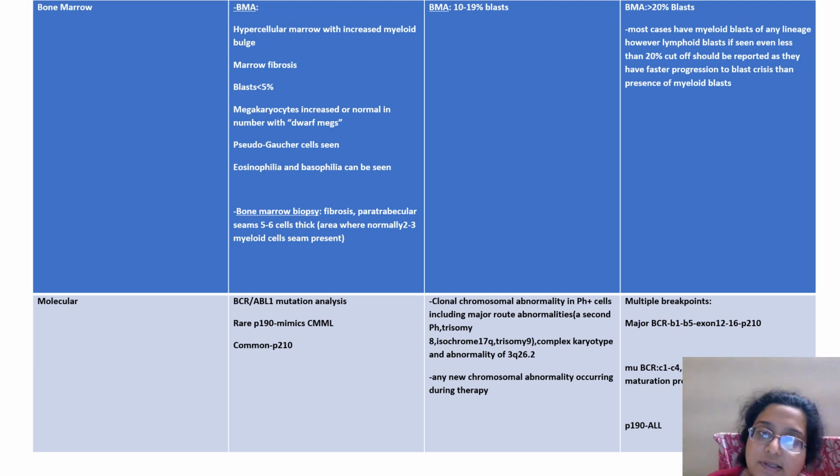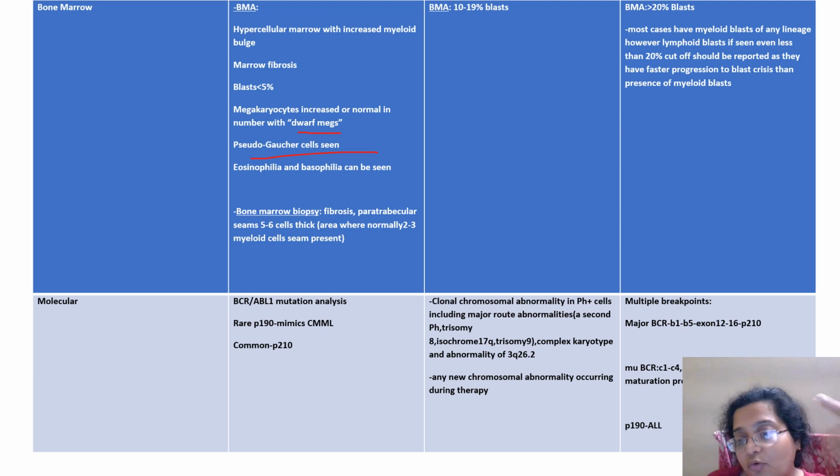So the marrow is hypercellular. There will be myeloid blasts. In chronic phase, the blasts would be less than 5%. In accelerated, there will be more basophilia, and then more than 20% blasts in blast crisis, which can be lymphoid, myeloid, monocytoid. It can mimic anything. Okay. The most important things are two: dwarf megs and pseudo Gaucher cells.